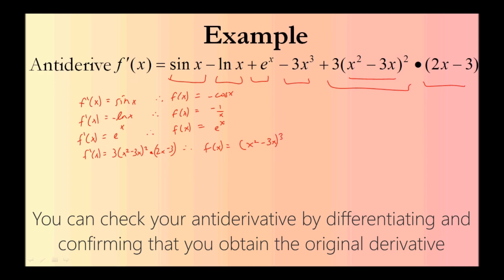We then recombine all these elements and yield f of x is equal to negative cosine of x minus 1 over x plus e to the x plus x squared minus 3x quantity cubed plus c. We cannot forget the arbitrary constant c, because this allows the antiderivative to apply to all infinite number of possible normal functions and accounts for the information lost through the differentiation process.